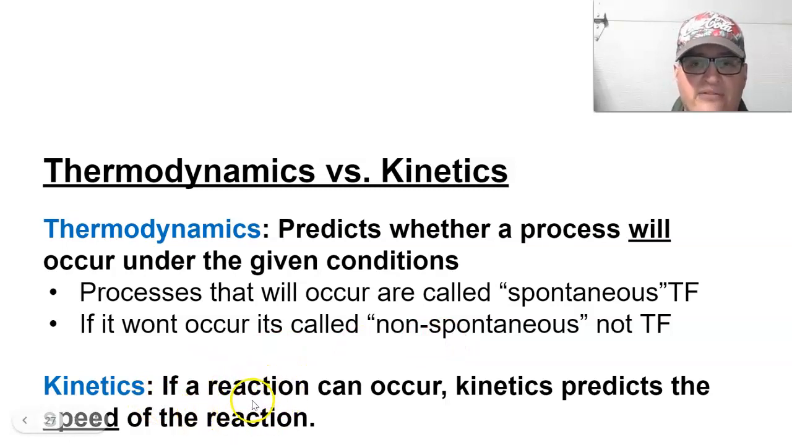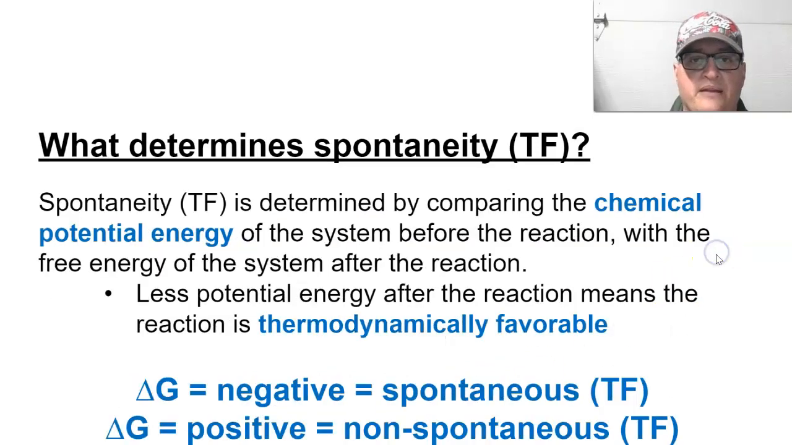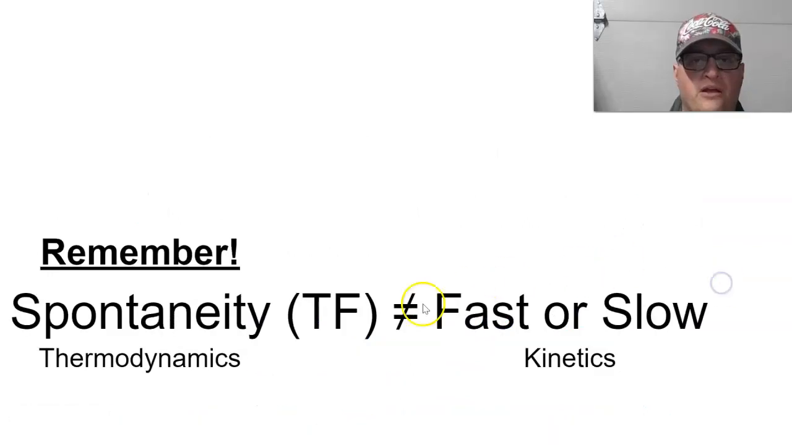That's all unit 5, okay? So we're not going to be looking at that much. However, on the AP test, it might be a little blended together. So what determines this? This is looking at chemical potential energy of the system before the reaction and after. Less potential after means that it's going to be thermodynamically favorable. This is our Gibbs free energy, the change, negative, spontaneous, positive, not spontaneous. I can't say this enough. Spontaneity doesn't mean fast or slow.